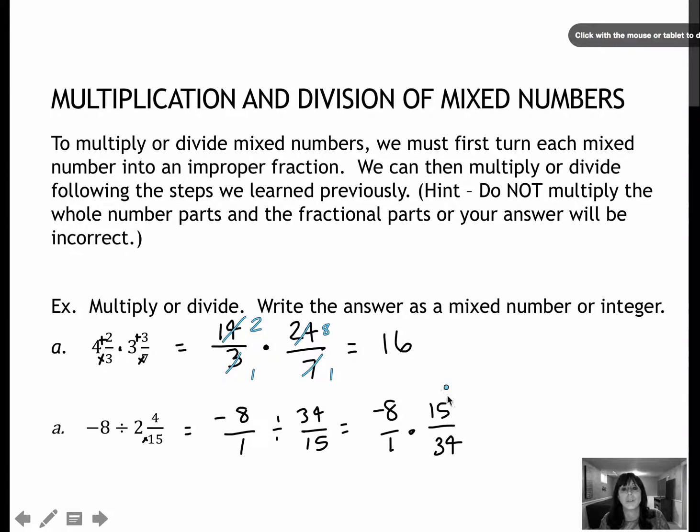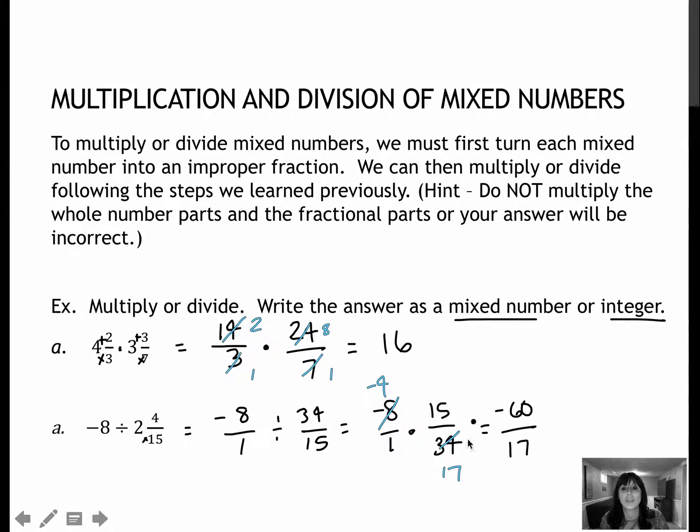Then I'm going to do some reduction, so I can take this divided by 2 and this divided by 2, and then I'm simply going to multiply. -4 times 15 is -60, and 1 times 17 is 17. Now, the question asked for me to write my answer as a mixed number or integer, so obviously this is not an integer and this is improper right now.